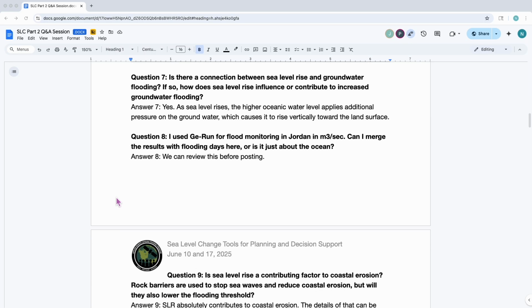Great, thanks, Phil. Question 7, is there a connection between sea level rise and groundwater flooding? If so, how does sea level rise influence or contribute to increased groundwater flooding?